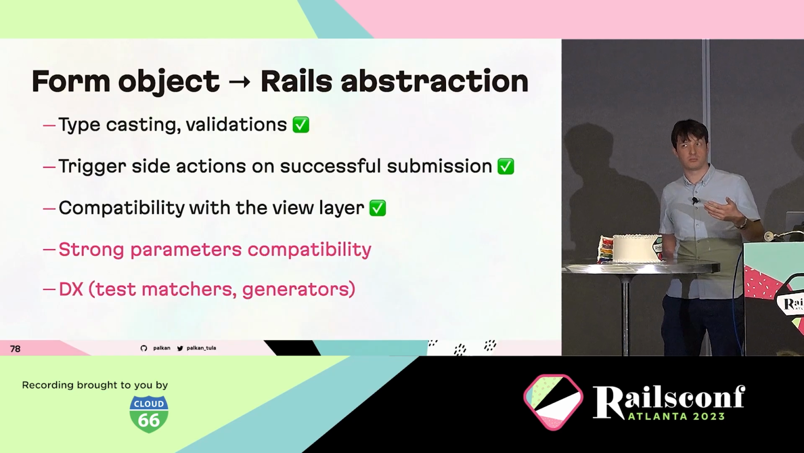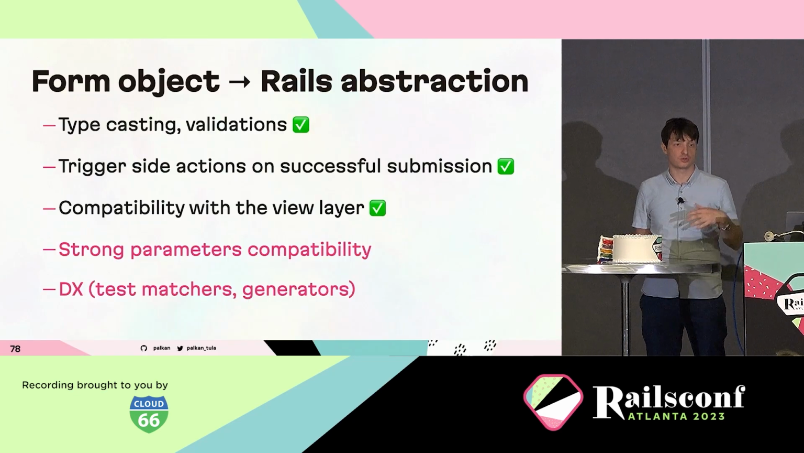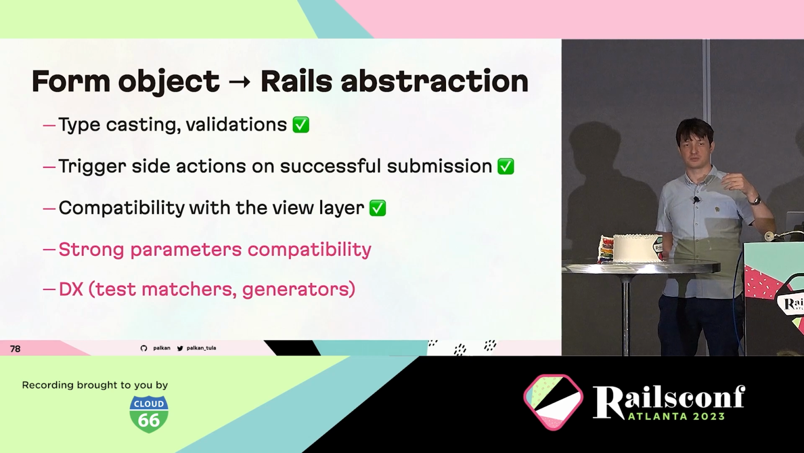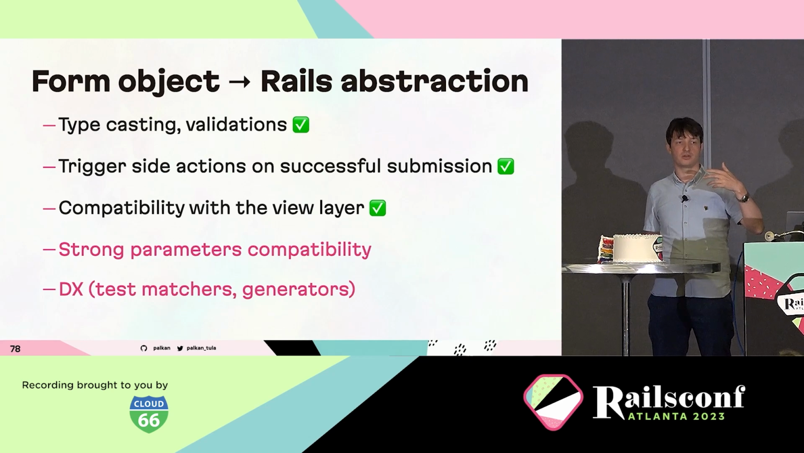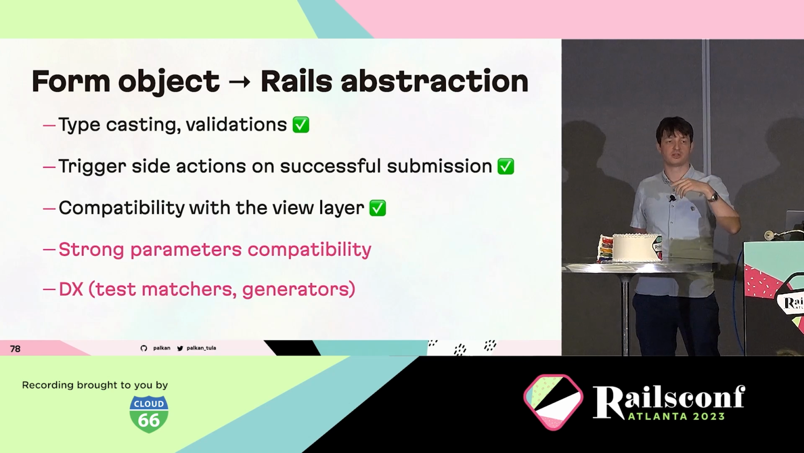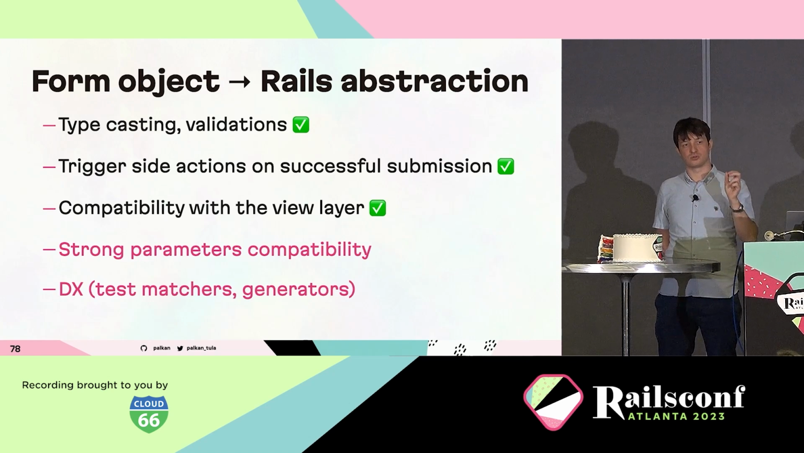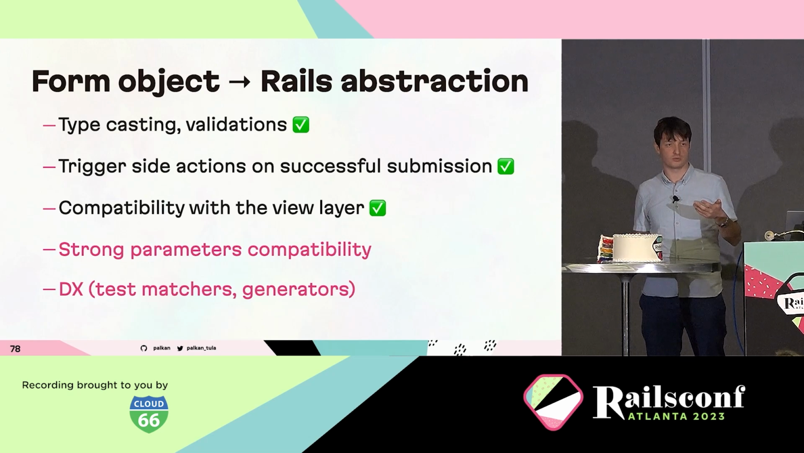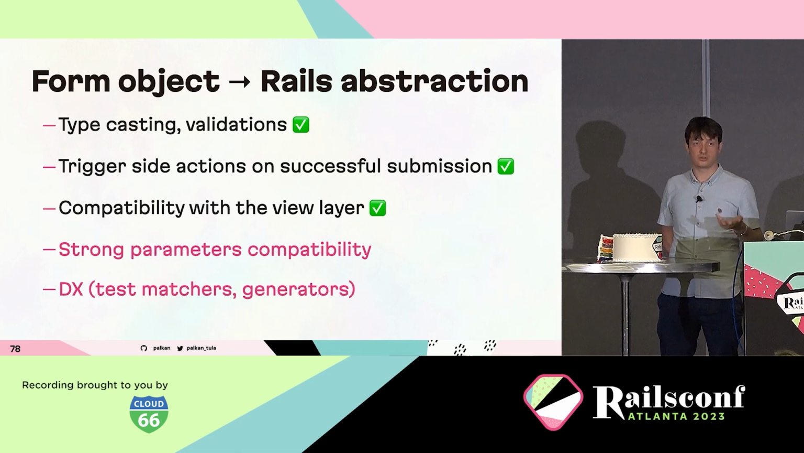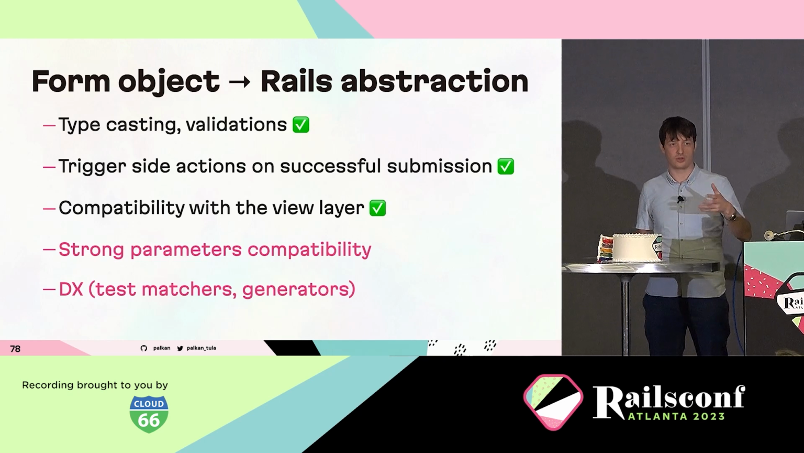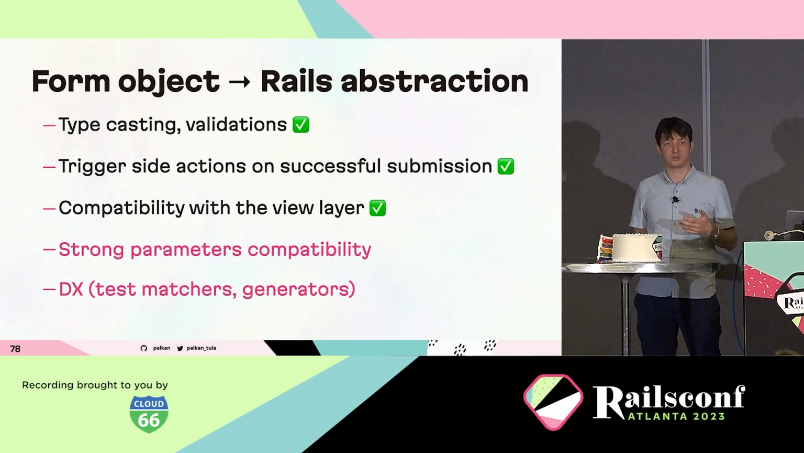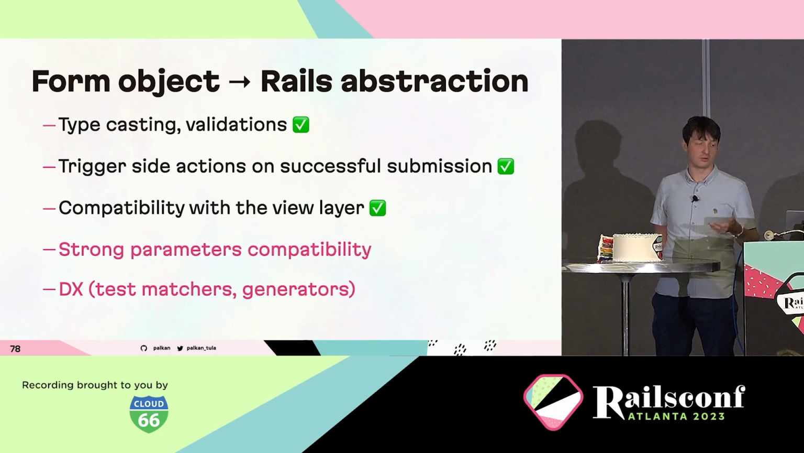We can continue with making our form objects work, for example, with strong parameters, because right now we have a bit of duplication. Our form already defines the parameters it accepts, but we also define them in the controller when we call require, invitation, permit. We can probably solve this by moving this into the form object itself. And we can improve developer experience working with our forms by adding maybe test matchers, and generators for your application, so we can easily generate new forms and the tests for them. That's also part of Rails, actually. It's part of Rails developer experience and productivity, making code that writes code for you.